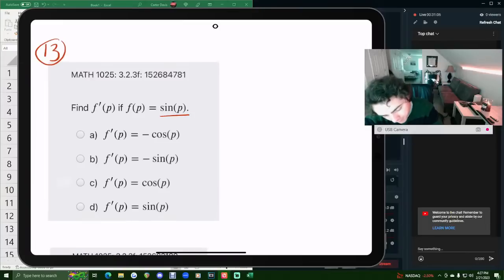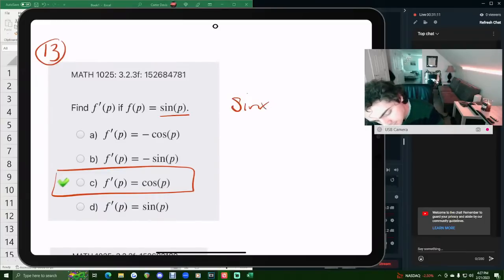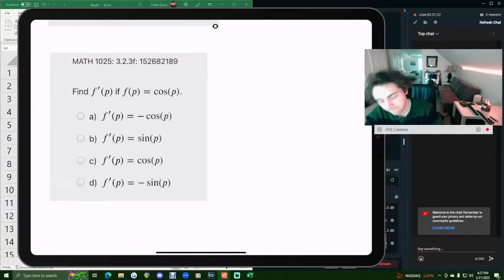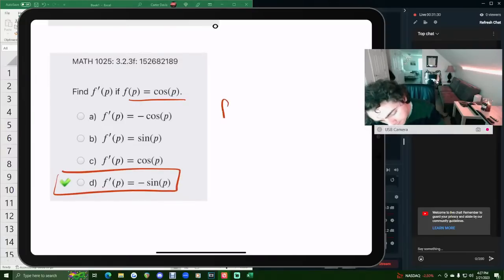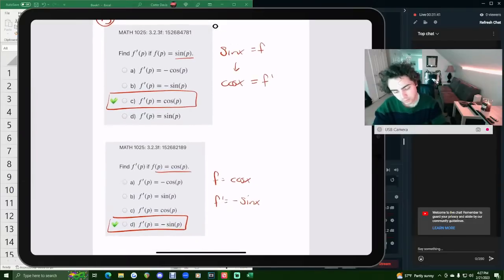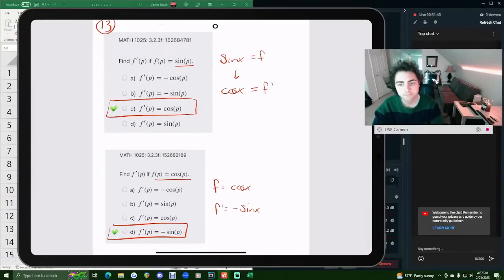So sine of p has a derivative of just cosine of p. So sine of x, this is just a memorized derivative, has a derivative of cosine of x. So if f is sine, then f prime is cosine. And almost the opposite, when f of p is cosine of p, then f prime will be negative sine of p. So if f is cosine of x, f prime is negative sine of x. All right, there's our two trig derivatives that are worth memorizing.